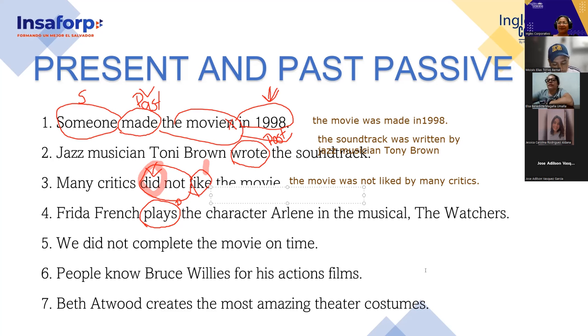Okay. In the musical. The character. ¿Cómo se pronuncia? Así es. Character. Play. By Frida French. The Watchers. In the musical?